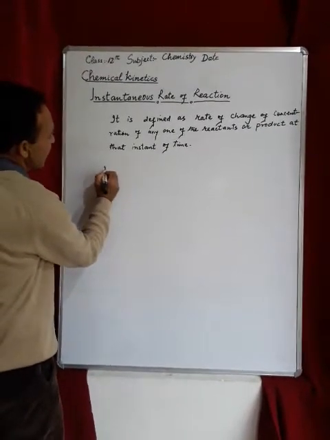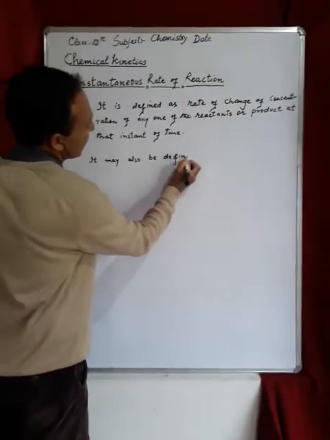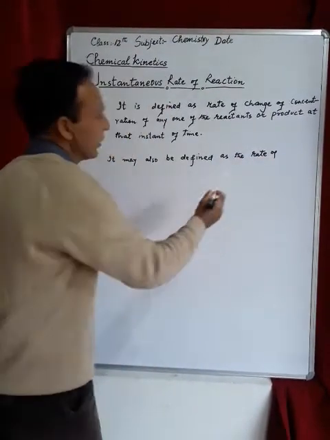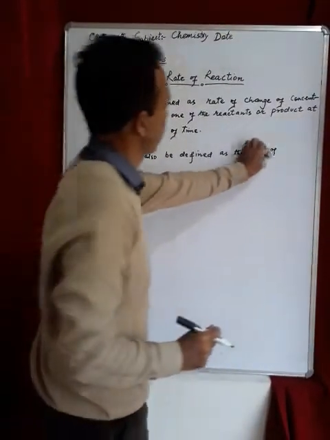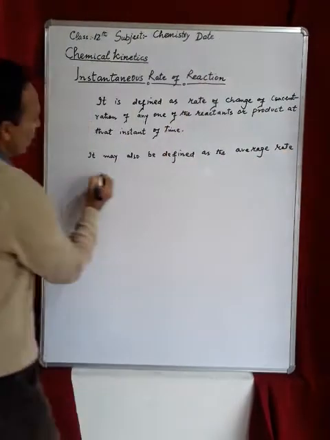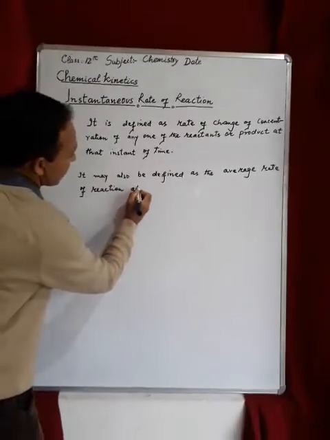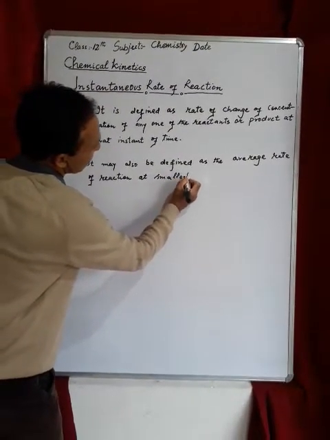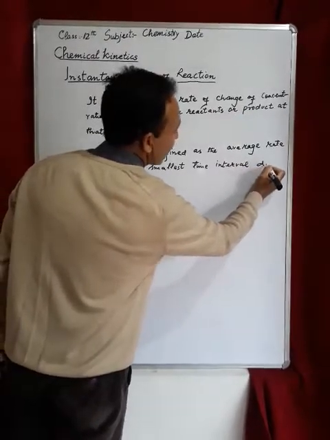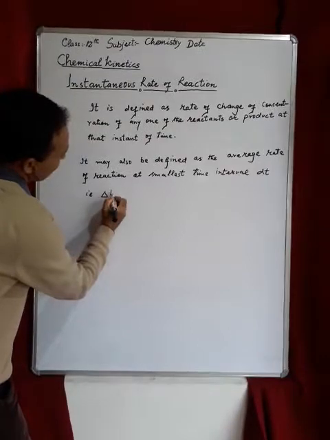So it may also be defined as the average rate of reaction at the smallest time interval, say dt, i.e. when del t approaches 0.